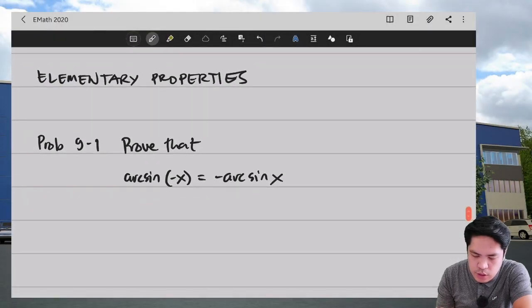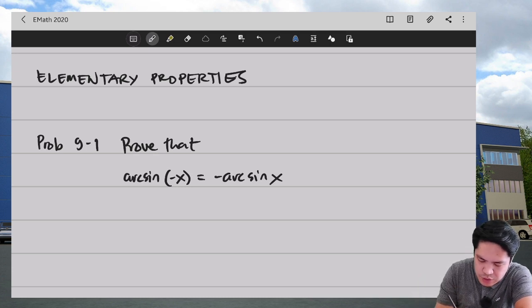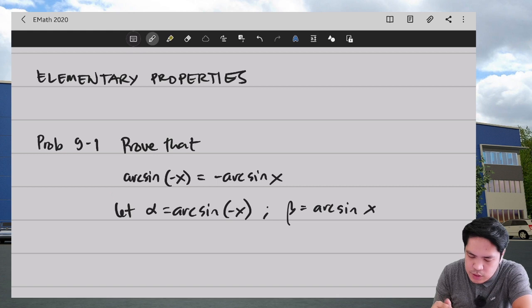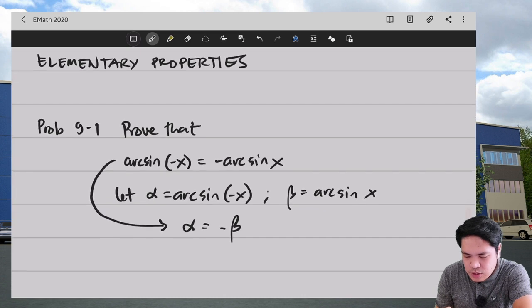Okay, let's now begin with this first problem. We need to prove that arcsine negative x is equal to the negative arcsine of x. So, medyo madali lang naman siya illustrate. So, if we let alpha represent arcsine negative x, and if we let beta be arcsine x, that means going back to this, that means alpha should be equal to negative arcsine x, which is beta. So we need to show that alpha is just equal to negative beta.